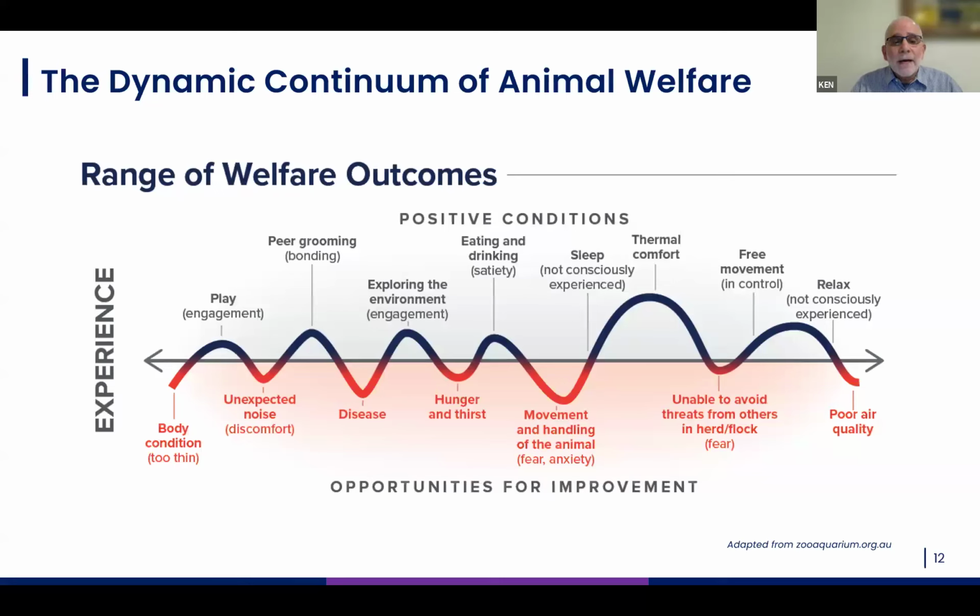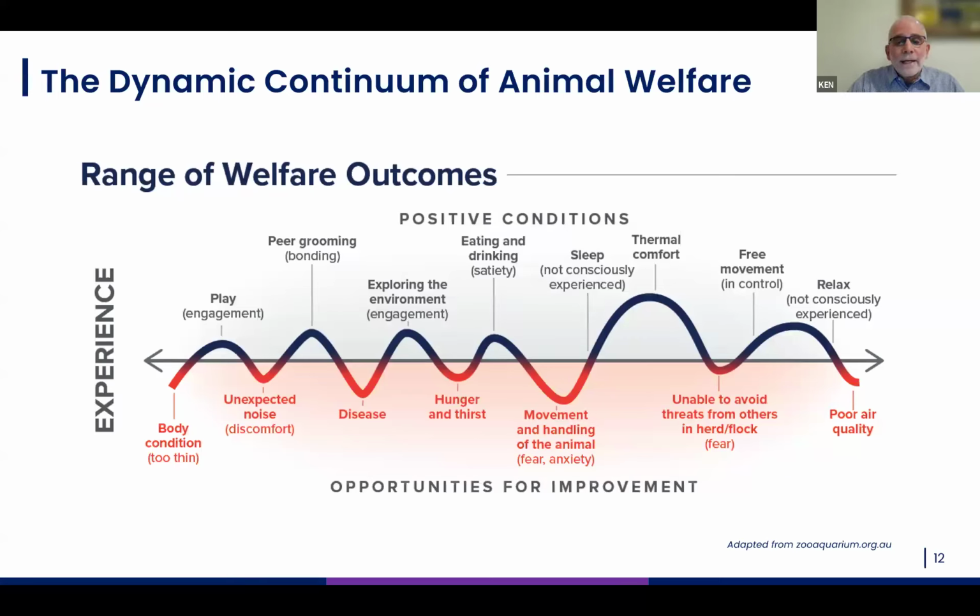And so this schematic really helps illustrate what an animal experiences over time and how the different things can drive opportunities for improvement or positive conditions. And as we're assessing welfare of animals, what we really need to be doing is looking for these opportunities for improvement and driving that animal's mental state, that overall mental state, from any unfavorable aspect to favorable.